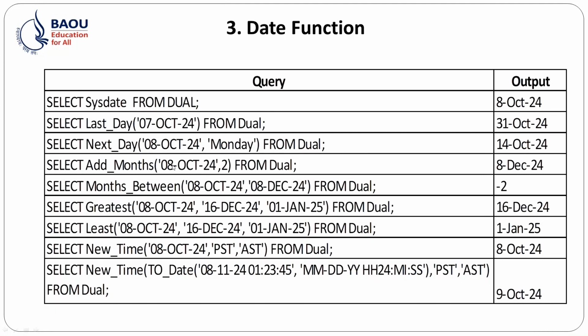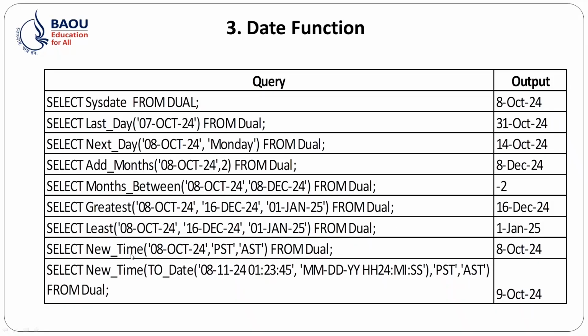Add month: 8 October, next 2 months are added, that is December. The months between these two dates is 2. 2 months is the difference between these two dates. Now greatest is the latest date among the dates. Now least is used to get the smaller date of these dates. From these dates, 1 Jan 2025 is the greatest.